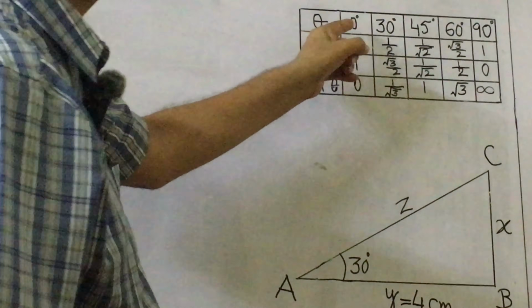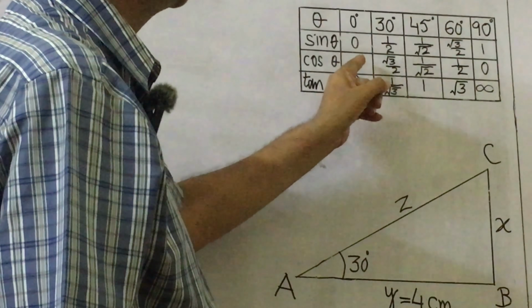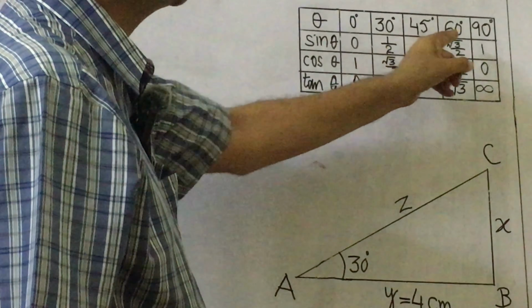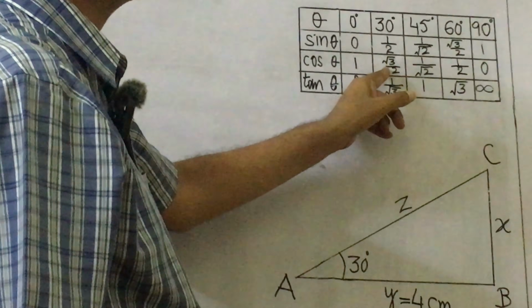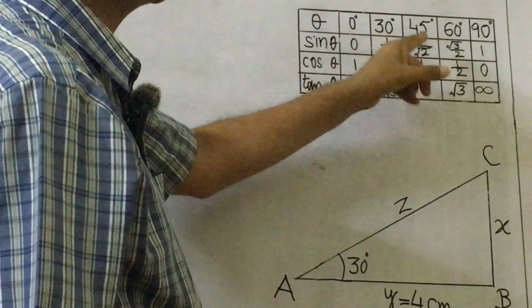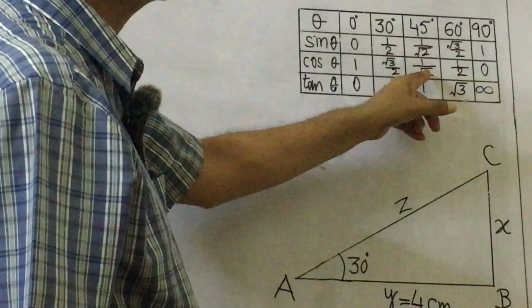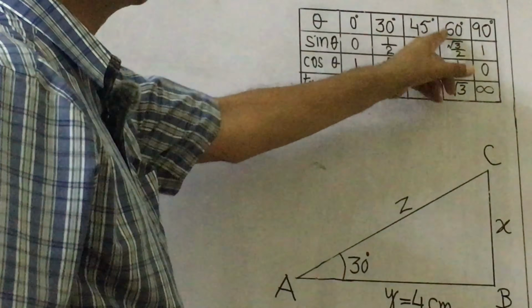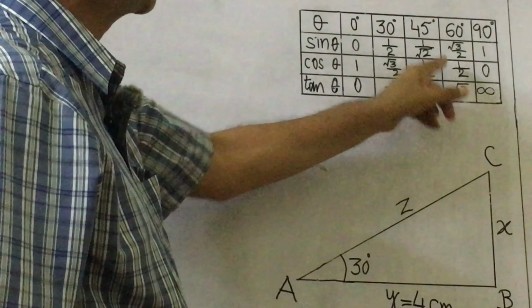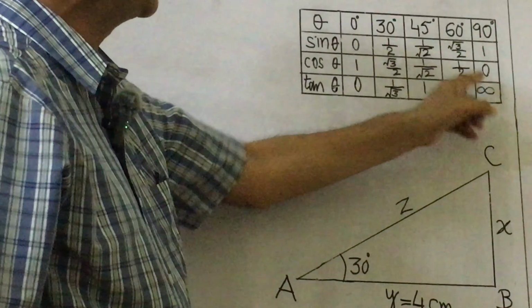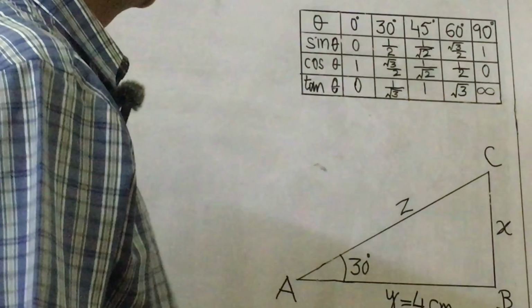Cosine of 0 degrees is equal to 1. Cosine of 30 degrees is equal to square root of 3 by 2. Cosine of 45 degrees is equal to 1 over square root of 2. Cosine of 60 degrees is equal to 1 over 2. Cosine of 90 degrees is equal to 0.